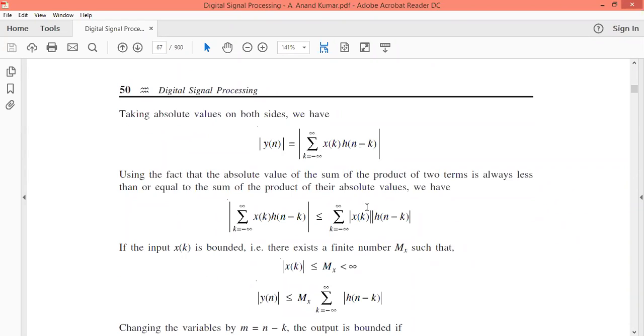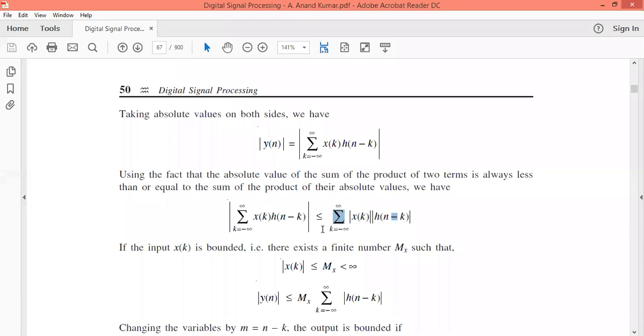Now what are we doing here? We are applying the absolute value to the terms inside the summation. When you apply the absolute value to the terms inside the summation, whatever value you get will be greater than or equal to the value with the modulus outside. So the right hand side value will always be greater than or equal to the left hand side value.